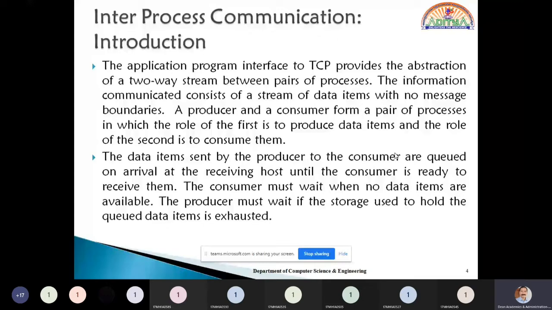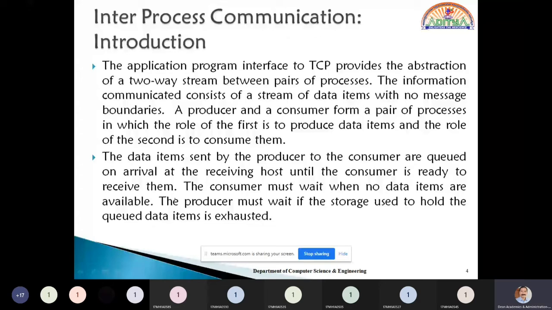So for the consumer, there are 2 points you have to remember here. The consumer must wait when there are no data items available for consuming. That means the queue is empty. So the consumer has to wait till the next block or next stream of data is coming in.